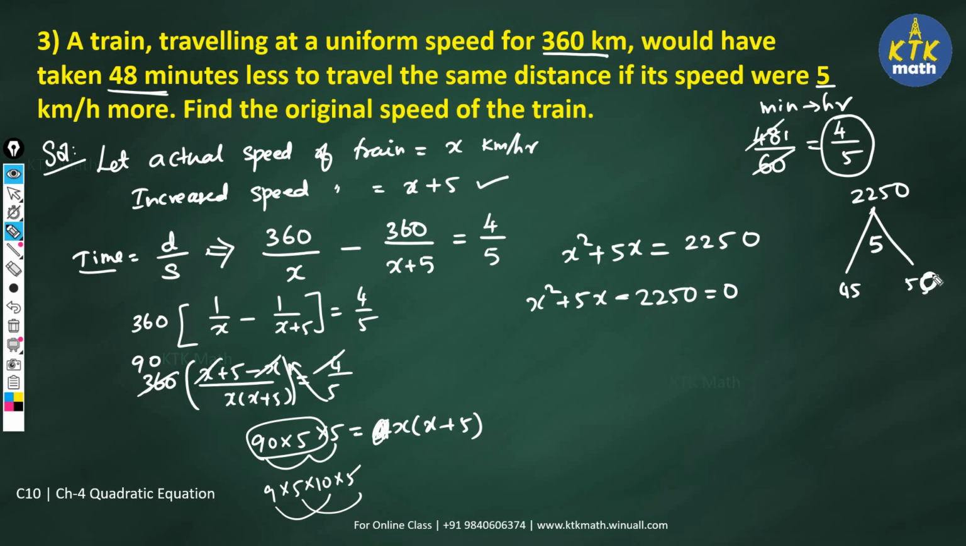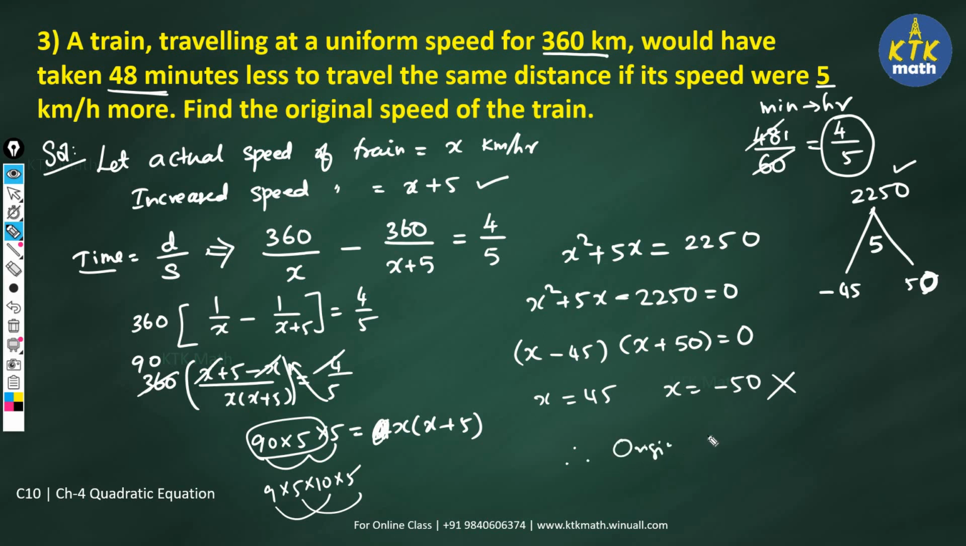So sorry, 50. Yeah, 50. So 45 and 50 when you are multiplying give 2250, and when you are subtracting, this 45 needs a negative sign. So x minus 45 and x plus 50 are the factorization of your quadratic equation. So x minus 45 means x equal to 45. The other is x equal to negative 50, which is not going to be possible because speed is always going to be positive only. Therefore the actual speed of the train, the original speed, is 45 kilometers per hour.